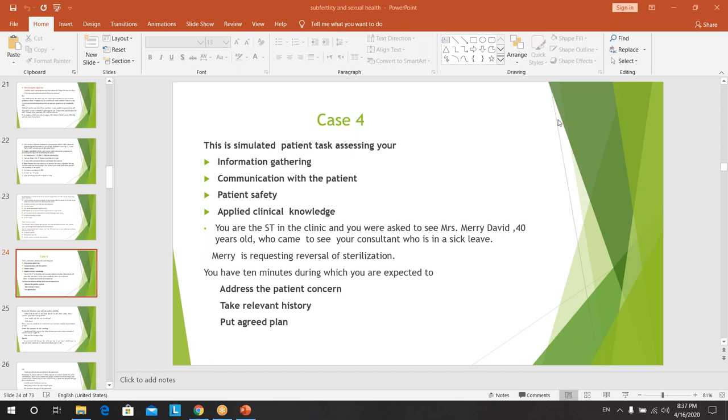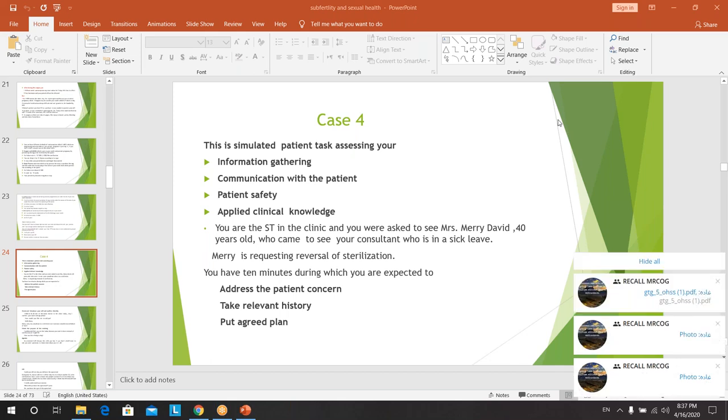No, she still has the right to come today and to ask for a reversal, to ask for any other option, and whether the NHS will fund it or not. Don't say yes, sure, the NHS will fund it. No, we don't know. We don't guarantee whether the NHS will fund it or not.